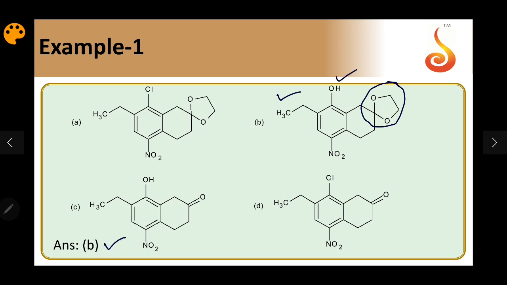So remember, in Clemmensen reduction and Wolff-Kishner reduction, the groups which are disturbed by the acidic or basic medium will also get reacted. So we need to select a suitable reagent depending upon whether we have an acid sensitive group or base sensitive group in the given reactant.